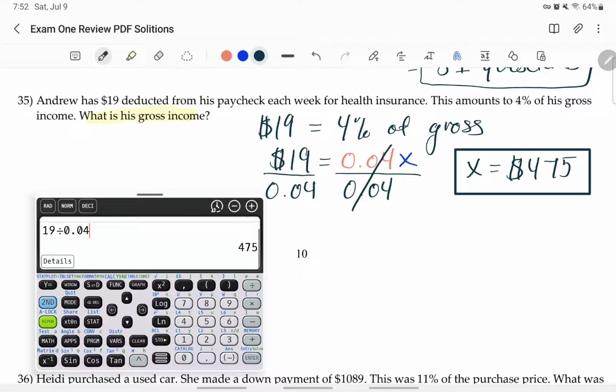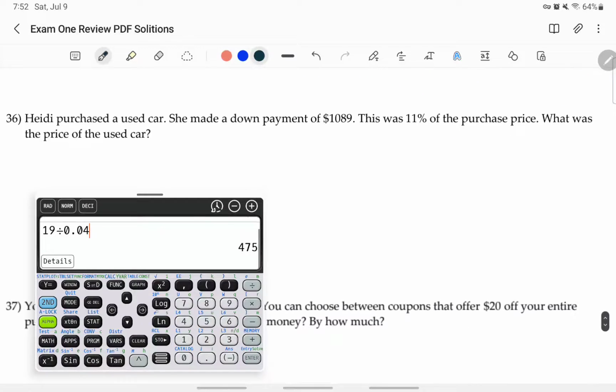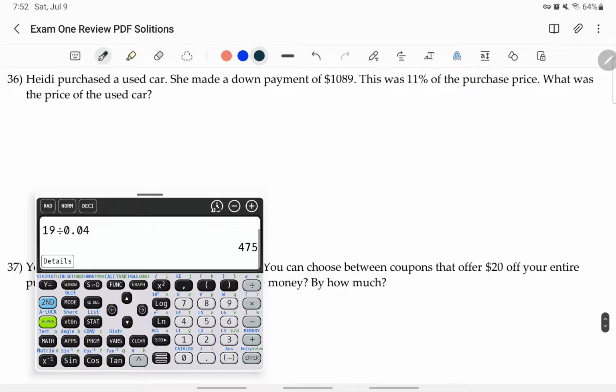All right. So far, so good. Next two questions. Heidi purchased a used car. She made a down payment of $1,089. This was 11% of the purchase price. What is the price of the used car? So it's saying that her $1,089 only equals 11% of the cost. What is the price of the used car?